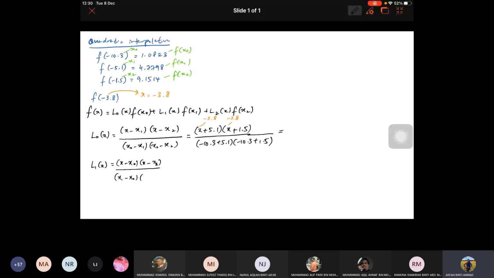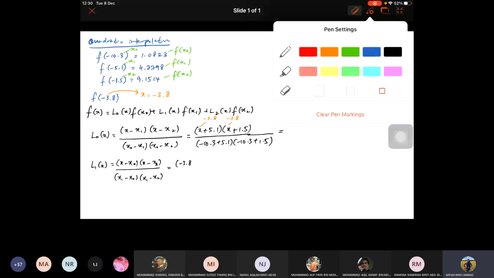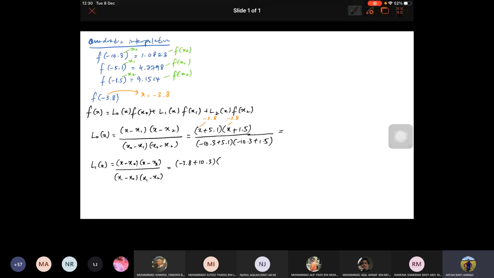X1 minus X0, X1 minus X2. Okay, sama dengan negatif 3.8 tolak tambah dengan 5 tambah dengan 10.3, negatif 3.8 tolak X2 is tambah 1.5 divided by X1 is negatif 5.1 tambah 10.3, X1 is negatif 5.1 tambah 1.5. Okay.